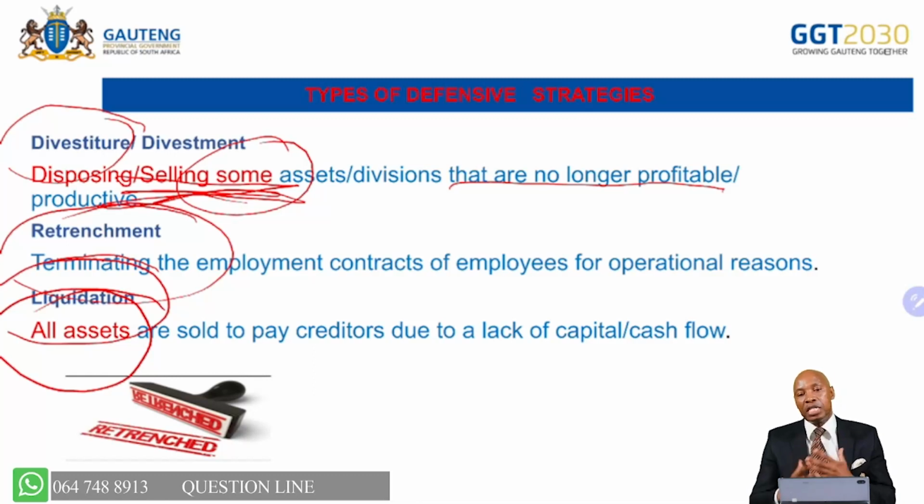So, candidates, it's important to know that as a business, before you close down, you need to fight. You fight by doing what? By implementing different strategies, which is why you have your defensive strategy as the last strategy. What else can I do? Then I need to close down and pay my creditors. Right, there we go.